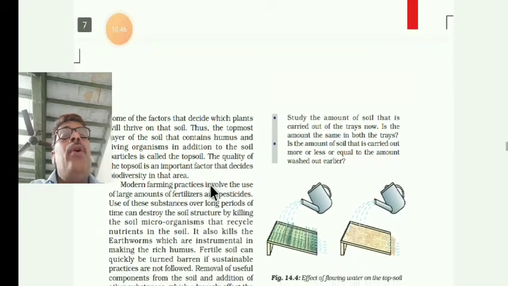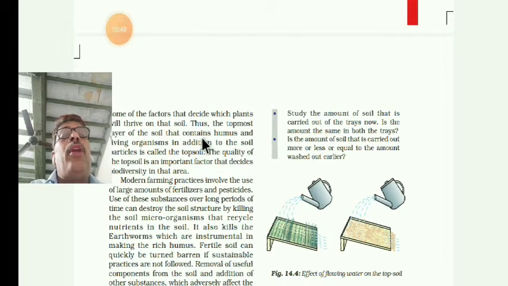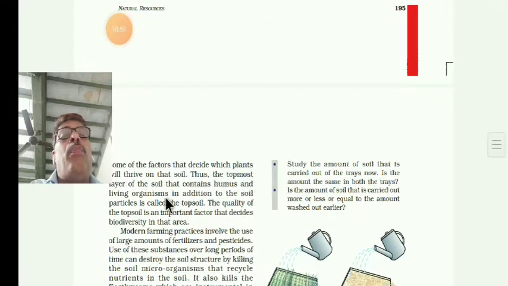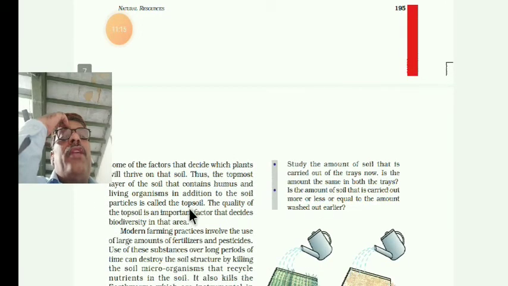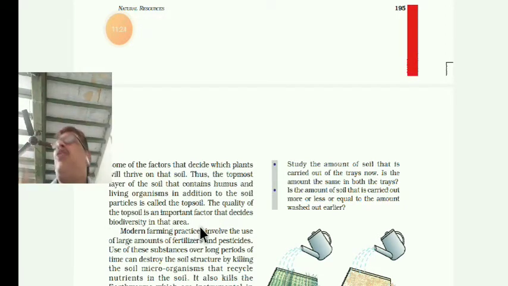Thus, the topmost layer of the soil containing humus and living organisms in addition to the soil particles is called topsoil. So, what is topsoil? The layer of soil that contains humus, living organisms and soil particles is called topsoil. The quality of the topsoil is an important factor that decides biodiversity in that area. Biodiversity means a variety of animals living in those areas.